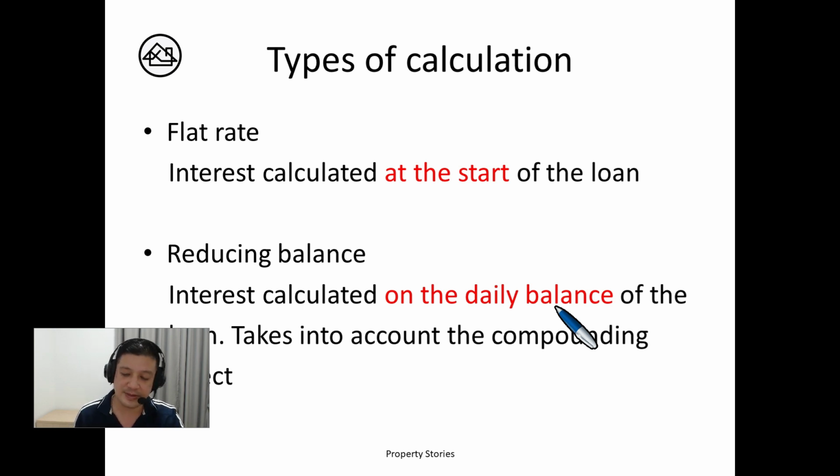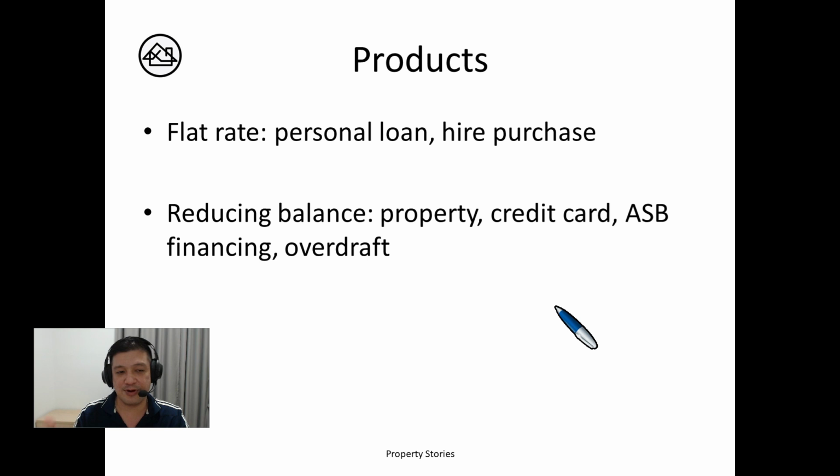Okay? Next up, what are the products? Like I mentioned just now, flat rate is personal loan, hire purchase. And reducing balance: property, credit card, ASB. ASB financing is also reducing balance. Overdraft. Overdraft is also reducing balance. It's pay as you use.